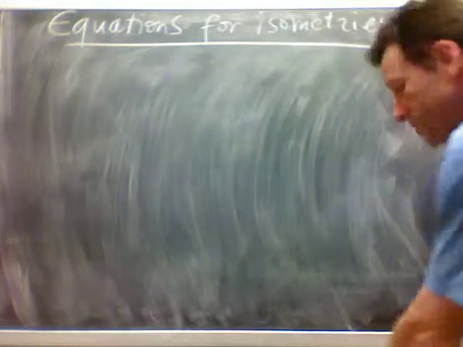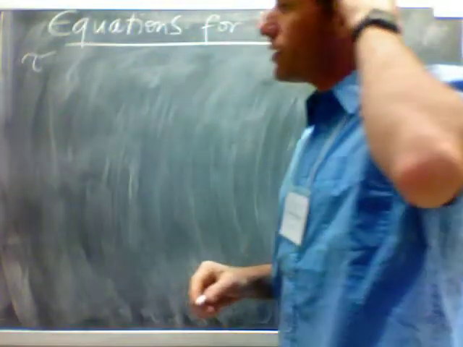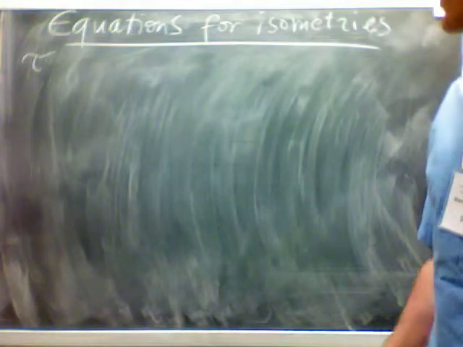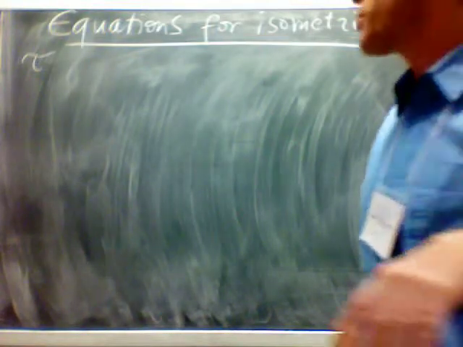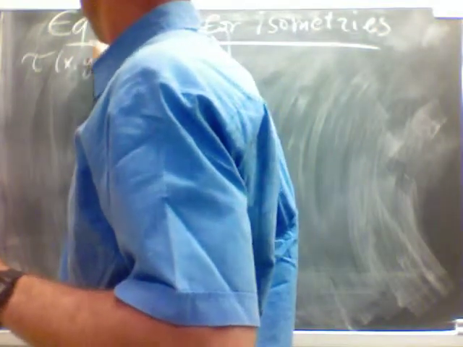So let's start with equations for rotations. How do we figure out equations for rotations? Why? Because equations for translations, of course, are easy enough. They were included in the definition of the translation. Of course, we remember them, right? What are the equations for translation?